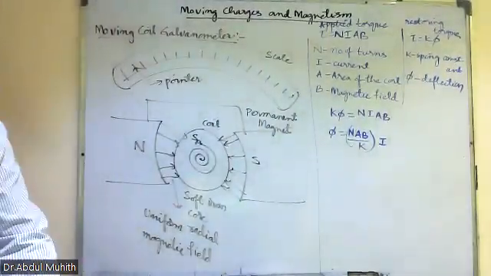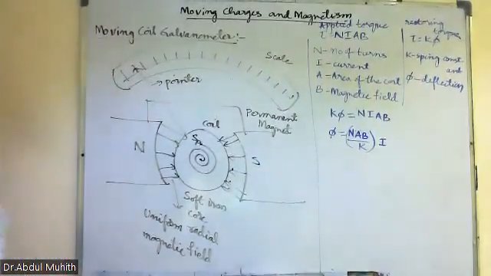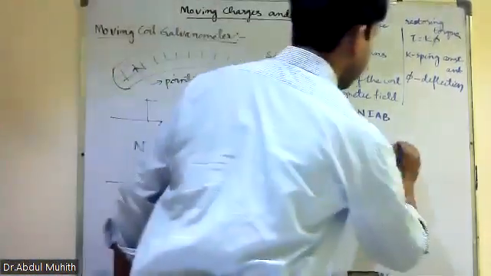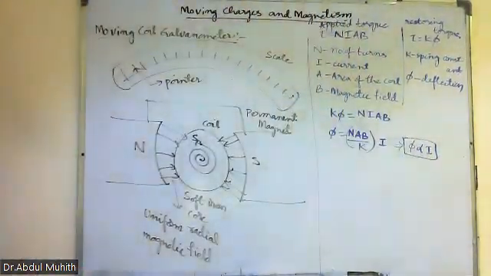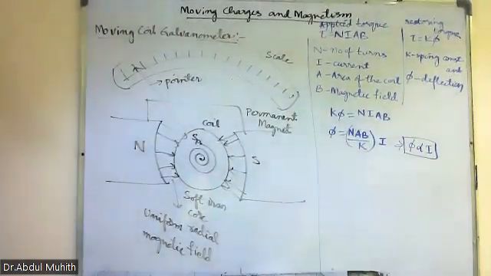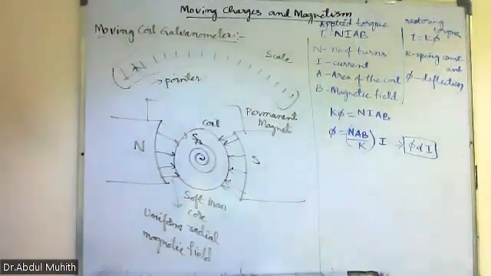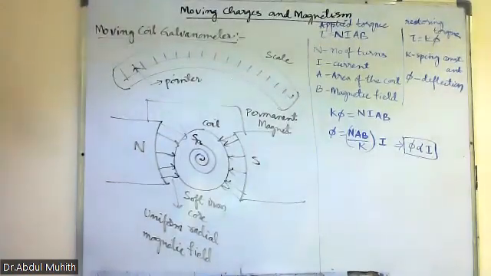In simple words, what is that? Deflection is directly proportional to the current I. Okay, deflection is directly proportional to the current. That is the thing. Now here we have to convert galvanometer to ammeter and galvanometer to voltmeter. This is also related to the practical.